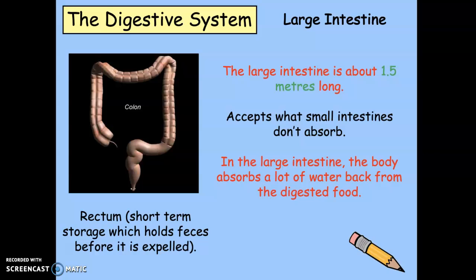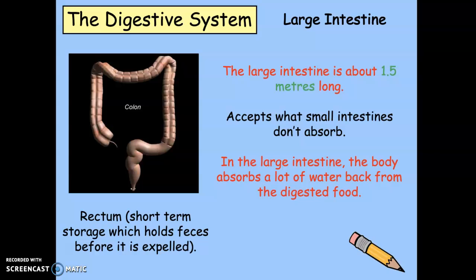After the small intestine, we have the large intestine. Strange that it's called the large intestine, despite the fact that it's actually shorter, only 1.5 meters long compared to the 6 to 7 meters long, but it is much wider and thicker, hence why it's called the large intestine. Now, the large intestine accepts what the small intestines don't absorb. So a lot of the food and nutrients are absorbed in the small intestines, but anything that isn't absorbed then passes into the large intestines.